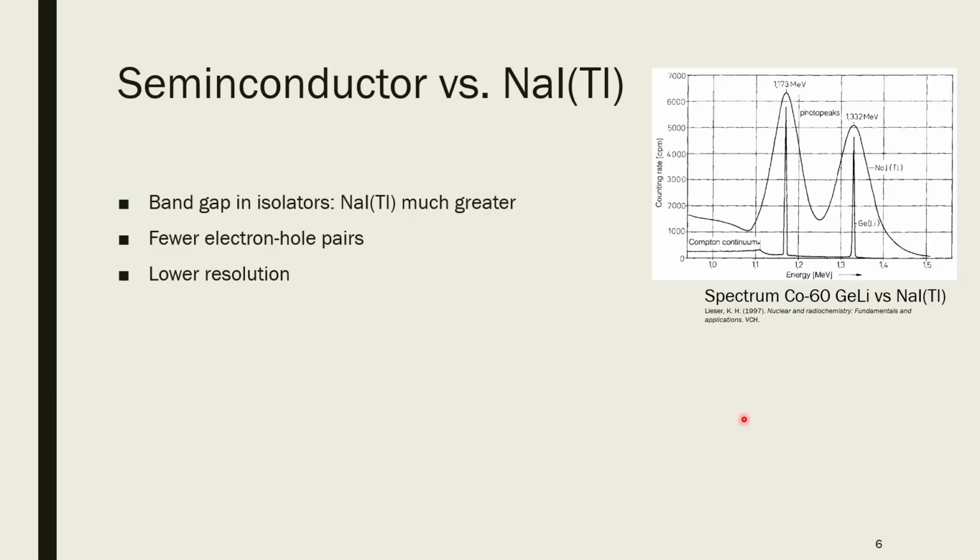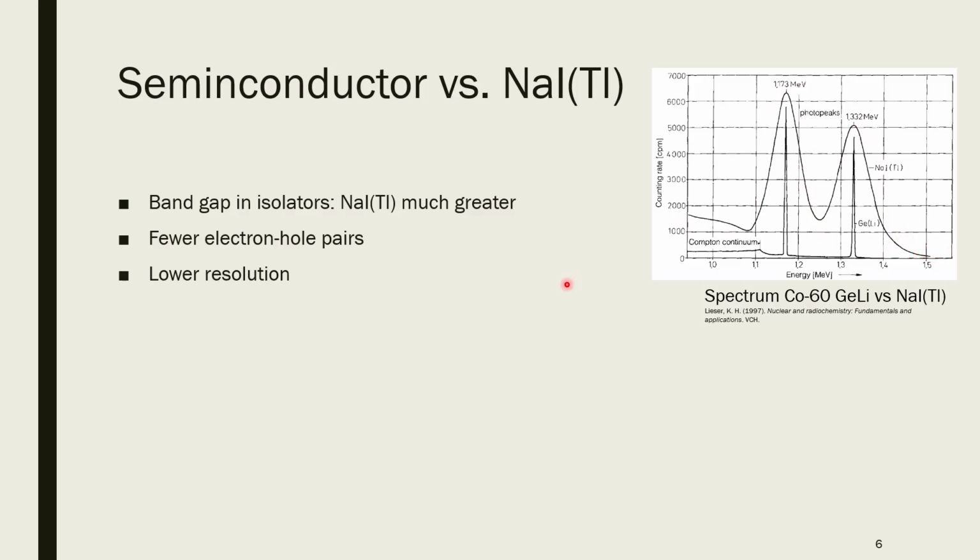But if we now compare them to a scintillation crystal, for example, thallium-doped sodium iodide, you can see that we have the same sample, cobalt-60, measured with the lithium-drifted germanium crystal, so a semiconductor, and with a scintillation crystal. And you can see a huge difference in the spectrum.